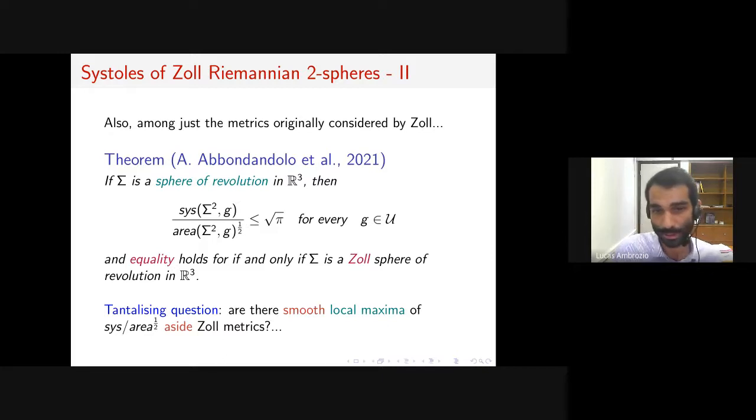I don't know. Of course, because of the discussion of the double equilateral triangle, we need to be very careful when posing this question, because this guy attains the conjectural maximum, and it's not smooth, right? So the question is, among smooth local maxima, are the zoll metrics the only ones? So this is the question, okay? I want you to keep this question in your minds.